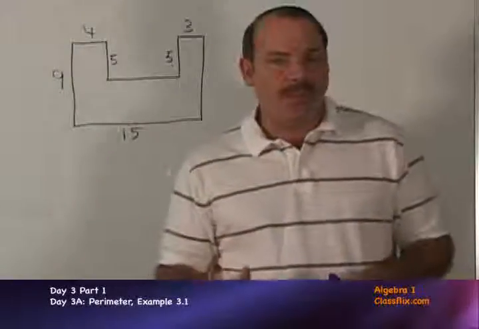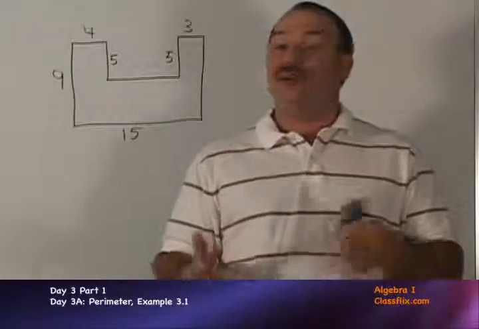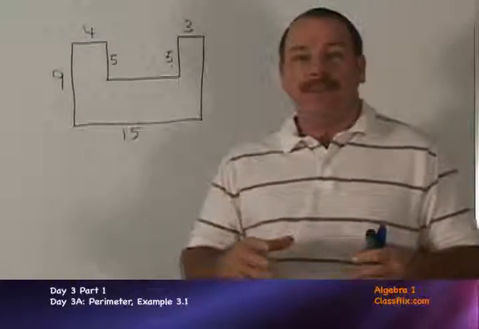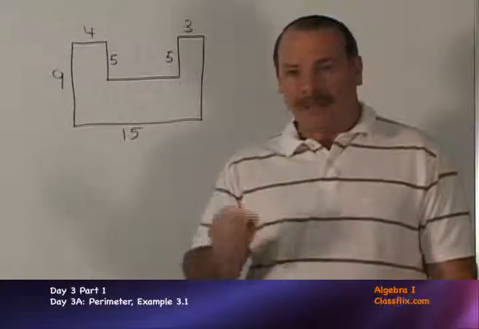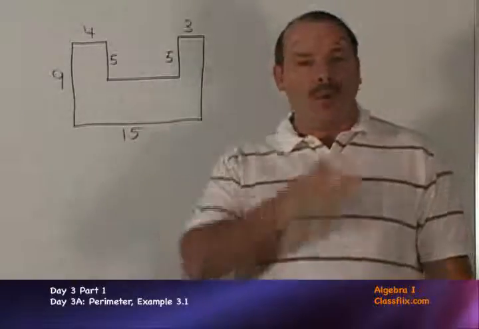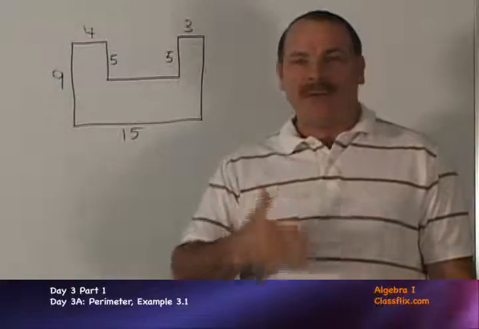This lesson is on perimeter. Perimeter literally means the measure around. So for any object, we can determine what its perimeter is by picking a starting point and going all the way around that object. You have to follow the lines.